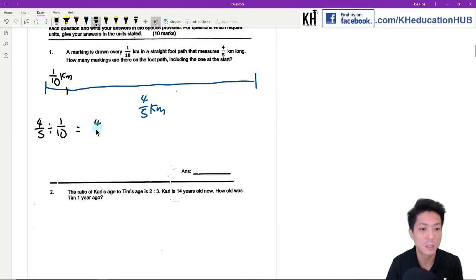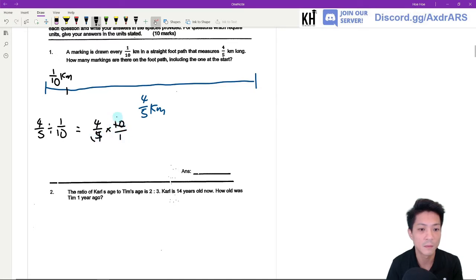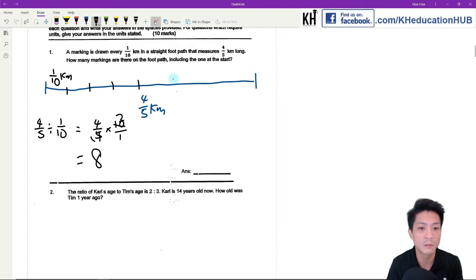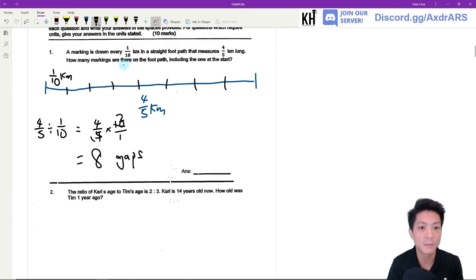Okay, if you do your working, you're gonna get an 8, which means that there are 8 markings. 1, 2, 3, 4, 5, 6, 7, 8. I mean, there are 8 gaps. Okay, how many markings are there on the footpath, including the one at the start? That means there are 9 markings.